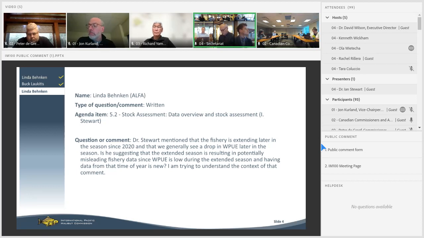It says that Dr. Stewart mentioned that the fishery is extending later in the season since 2020, and that we generally see a drop in weight per unit effort later in the season. Is he suggesting that the extended season is resulting in potentially misleading fishery data, since WPUE is low during the extended season and having data from that time of year is new? I am trying to understand the context of that comment, so I'll pass to Dr. Stewart.